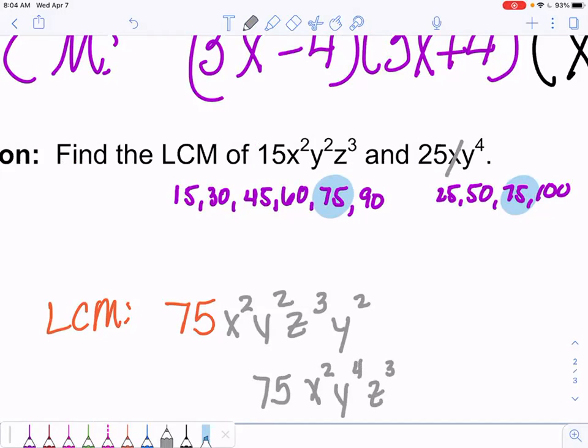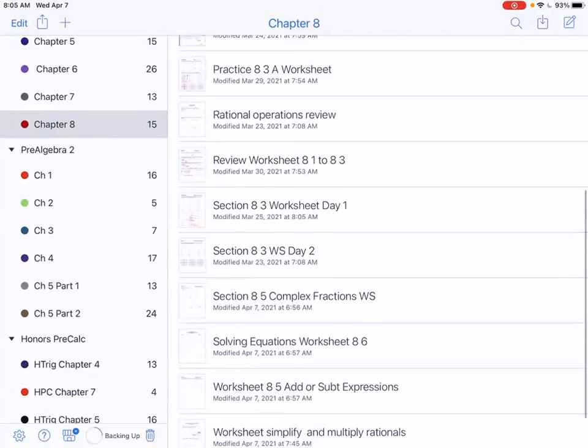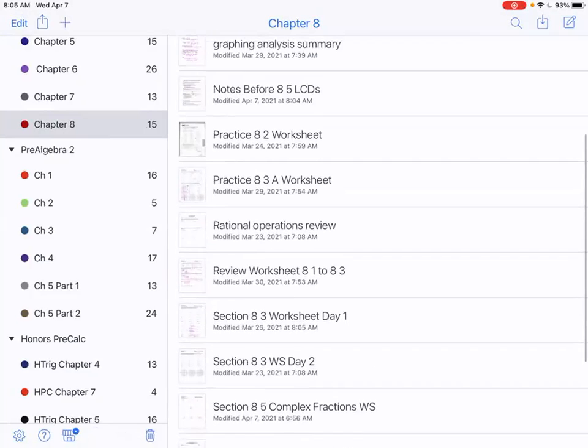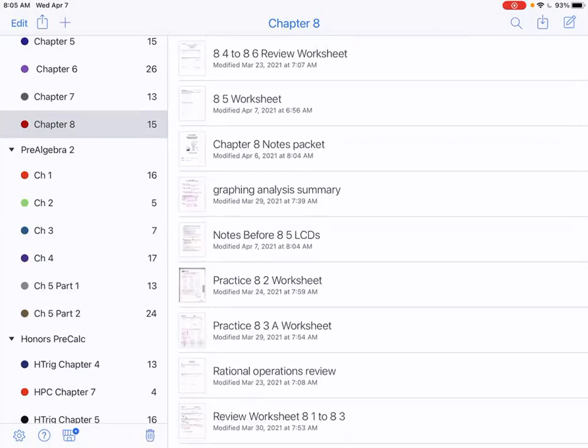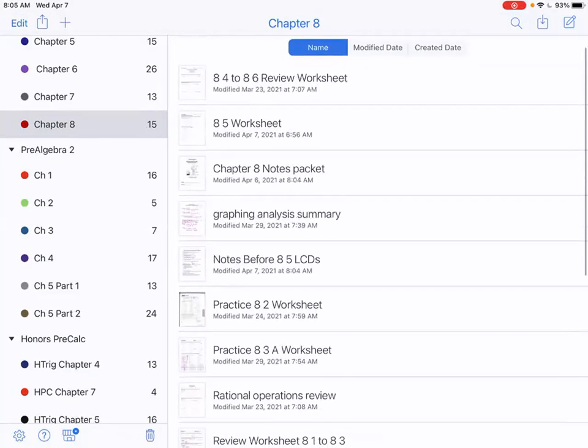So your homework is finding least common multiples. It's a worksheet. The second part of the worksheet, they're in fraction form, but you're only finding the least common denominator. You're not doing anything with it. So yes, you have fractions just to get you used to seeing it in fraction form. But again, you're only finding the least common denominator.